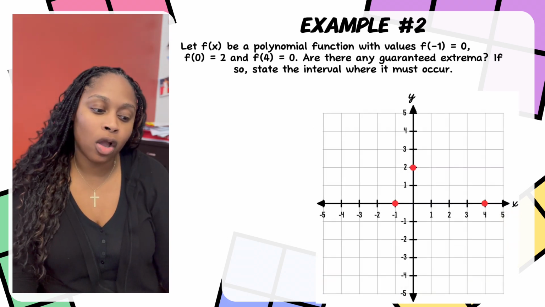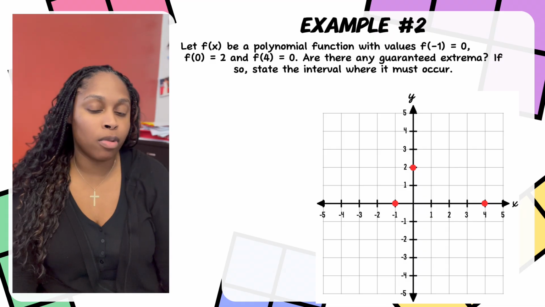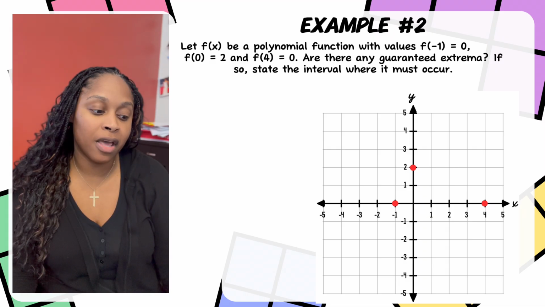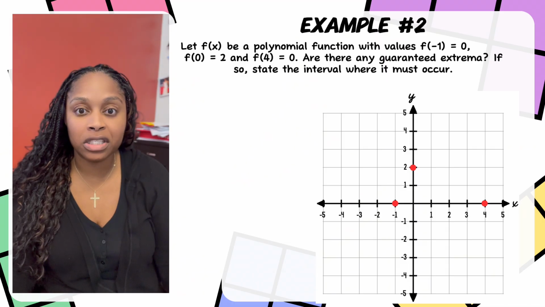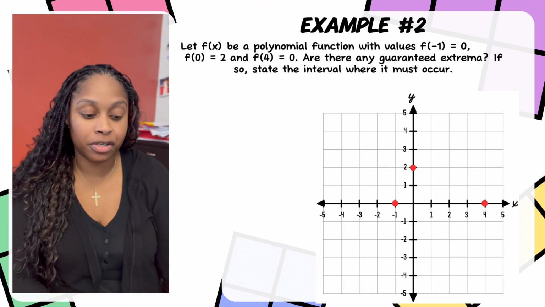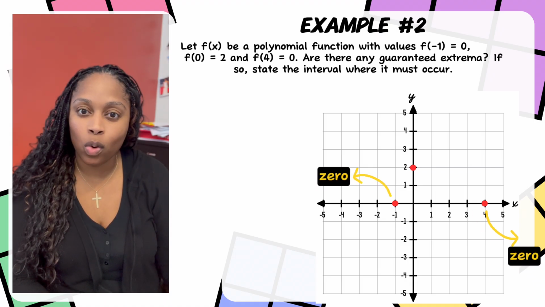And the question is asking, are there any guaranteed extrema? So remember, extrema is just your relative or absolute max or mins. And if so, we need to state where it's happening, the interval where they must happen. So I plotted my points. Two of my points are zeros and the other point is a y-intercept.